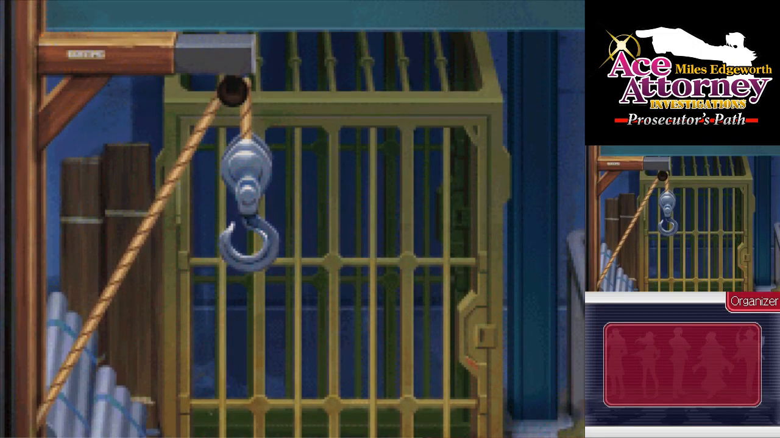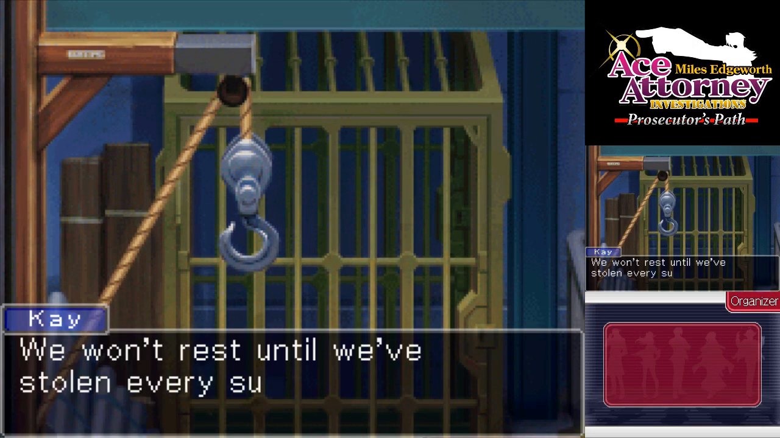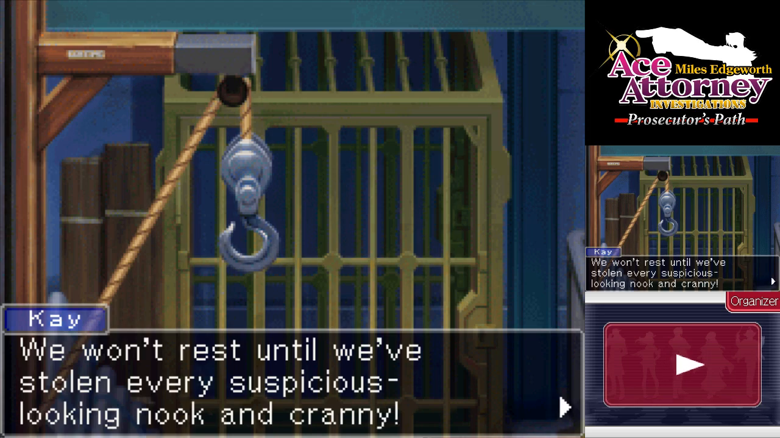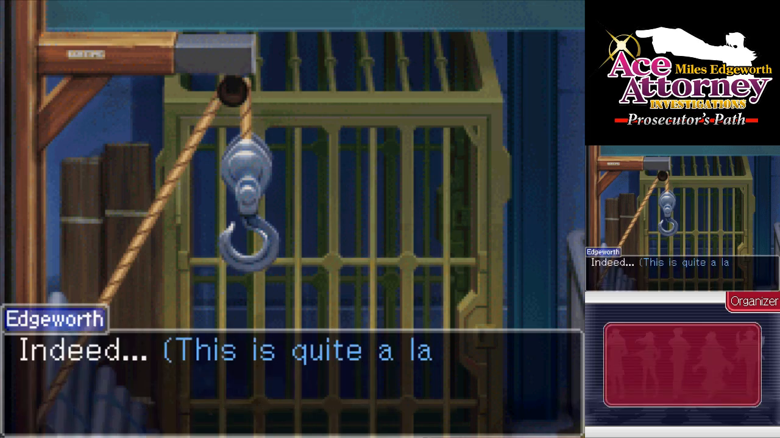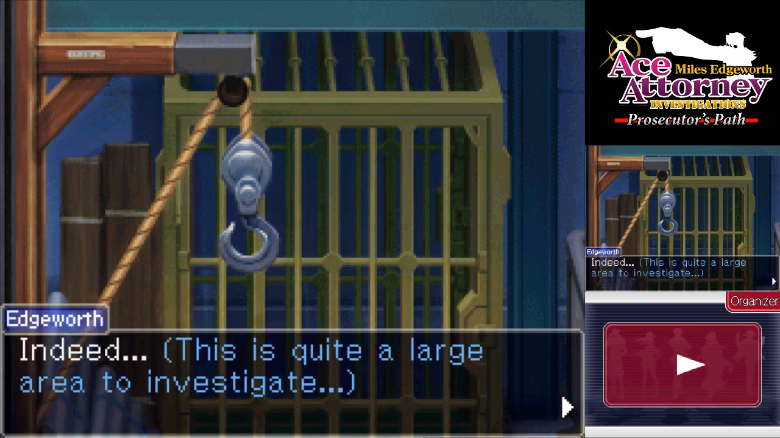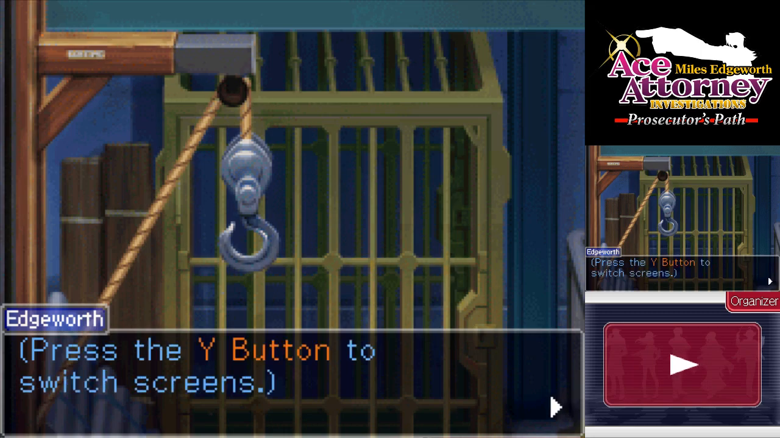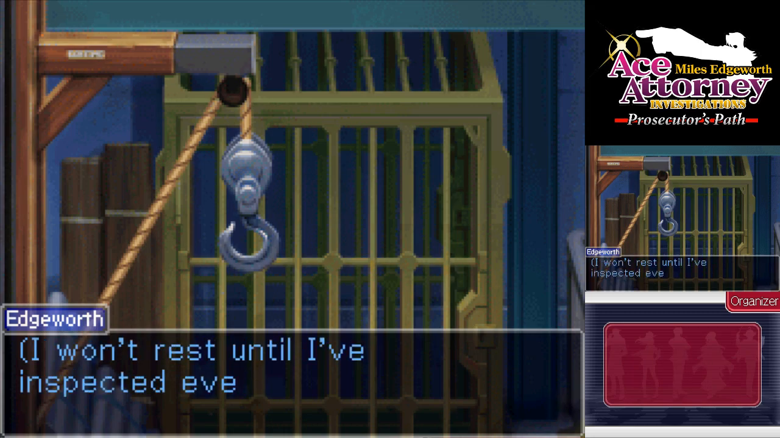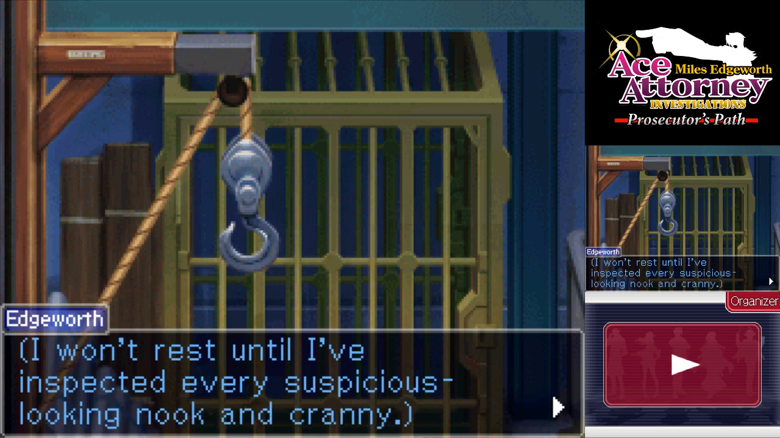What's this? We won't rest until we've inspected every suspicious-looking nook and cranny. Indeed. This is quite a large area to investigate. Press the Y button to switch screens. I won't rest until I've inspected every suspicious-looking nook and cranny.